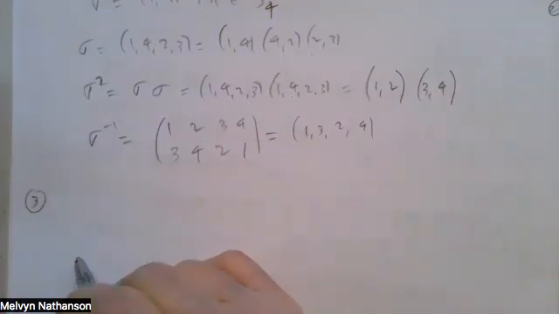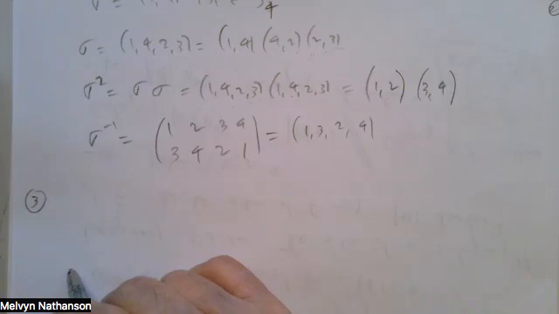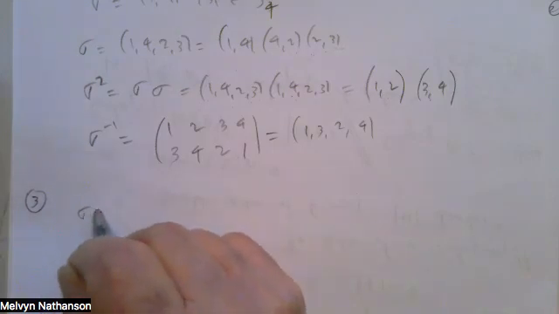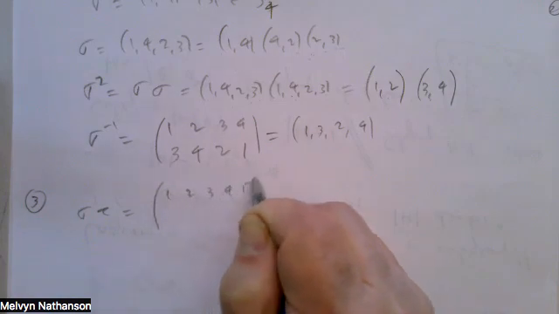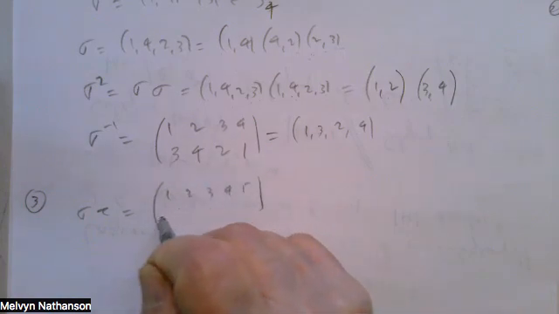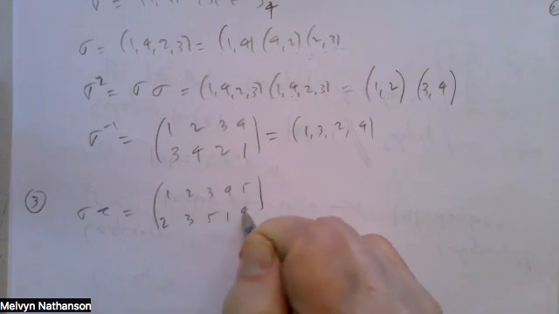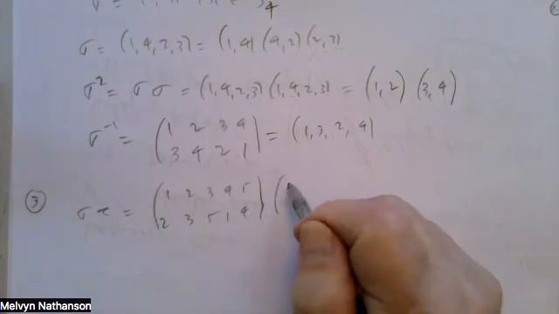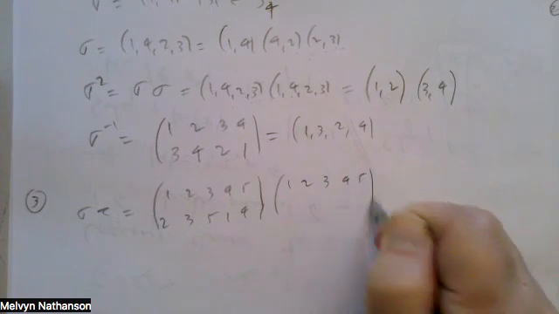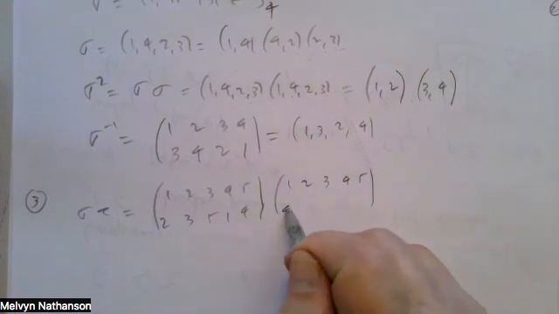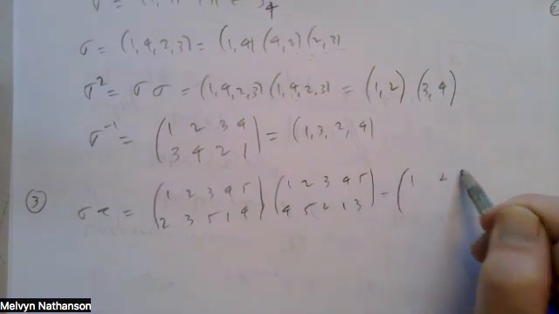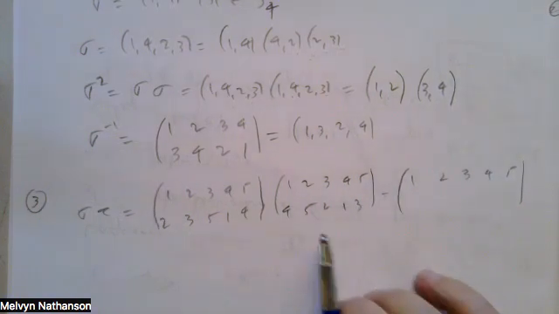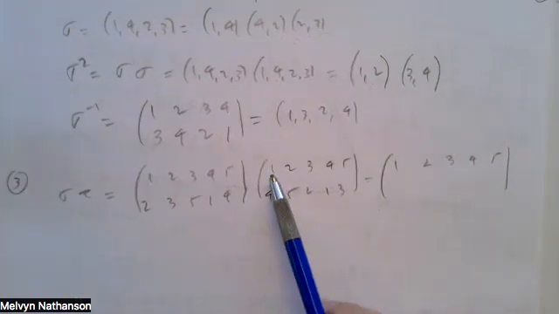In problem 3, we have two permutations in S5. So sigma, tau, what is sigma? In standard form, it is 23514. And what is tau? In standard form, it is 45213. So what is this permutation in standard form?